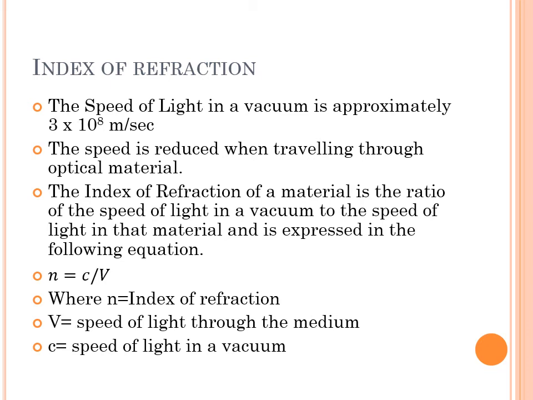The index of refraction of a material is the ratio of the speed of light in a vacuum to the speed of light in that material, and is expressed with the following equation, where n is equal to c over v. So n is the index of refraction, v is the speed of light through the medium, and c is the speed of light in a vacuum.